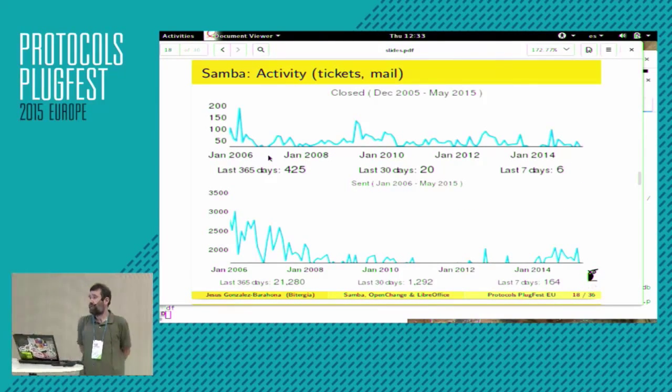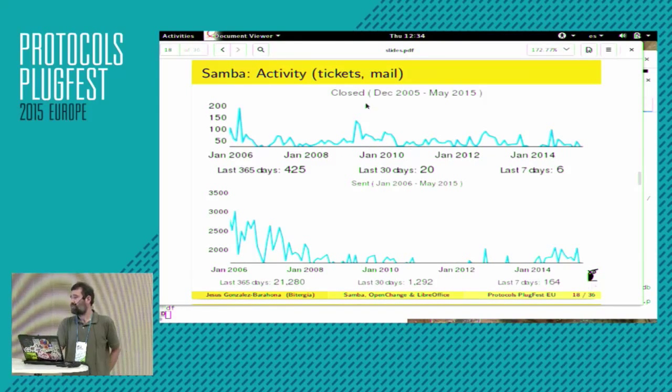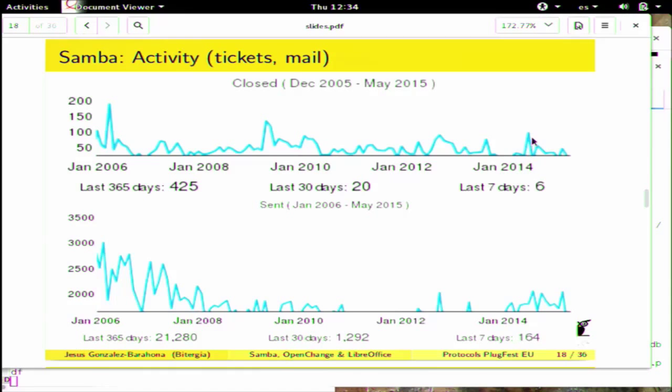And again, if you look at the tickets, here the activity is a bit different. So this is closed tickets, and you can see how it's very varying, and it's not that high compared to the other. But there are spikes.